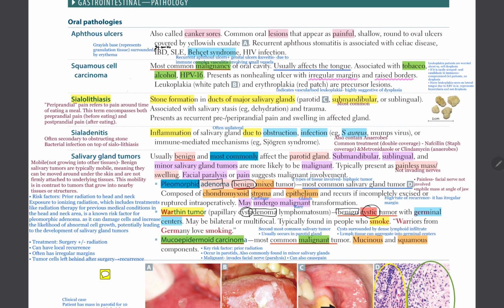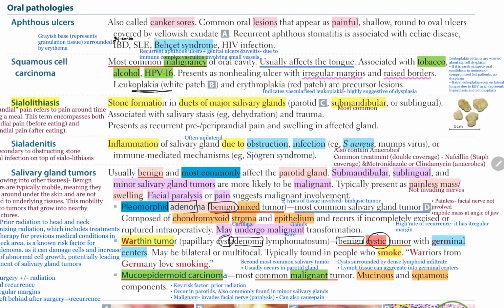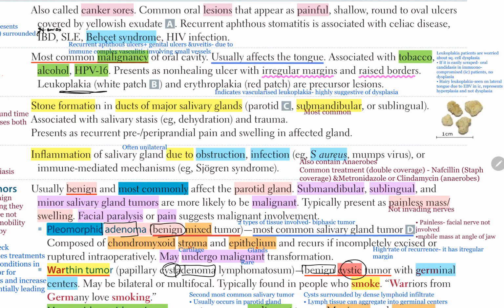Okay, so the precursor lesions of squamous cell carcinoma are leukoplakia, which is a white patch, and erythroplakia, which is a red patch. Patients with leukoplakia are worried about squamous cell dysplasia, but there are some conditions which are not malignant. These include the ones which are easily scraped. It is caused by oral candidiasis in immunocompromised patients. This means if it is scraped out, there is no dysplasia.